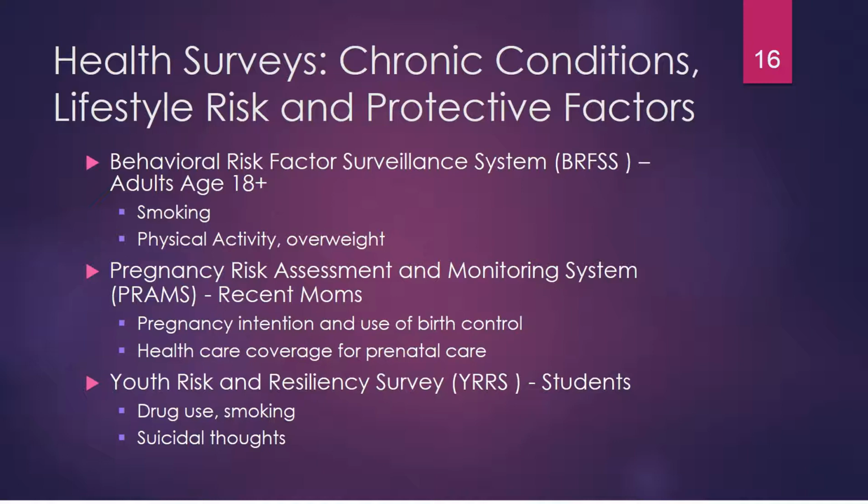Now we have a number of health surveys, chief among them being the Adult Behavioral Risk Factor Surveillance System, or BRFSS survey. We also have the Pregnancy Risk Assessment and Monitoring Survey, or PRAMS, which is a survey of women who recently gave birth, and the Youth Risk and Resiliency Survey, or YRRS, survey of high school and middle school students. These surveys provide a wealth of information about lifestyle and behaviors like cigarette smoking and alcohol use.